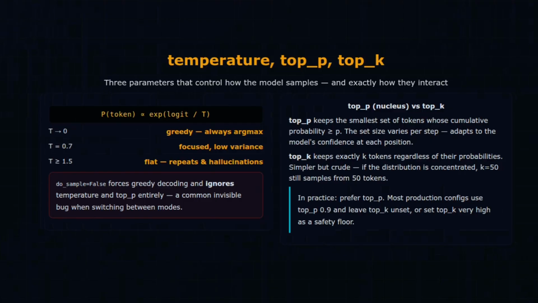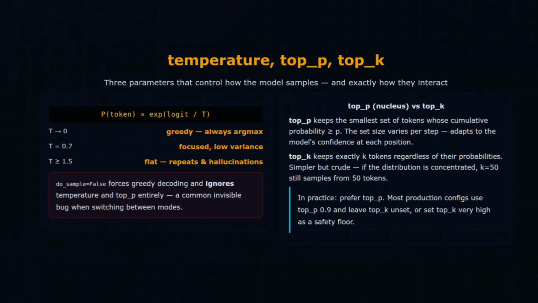Anything at or above 1.5 tends to produce repetitive or nonsensical text. Critical detail: if do_sample is false, greedy decoding, temperature and top_p are completely ignored. This is a very common invisible bug. Someone switches do_sample to false for reproducibility and wonders why their carefully chosen temperature stopped doing anything.